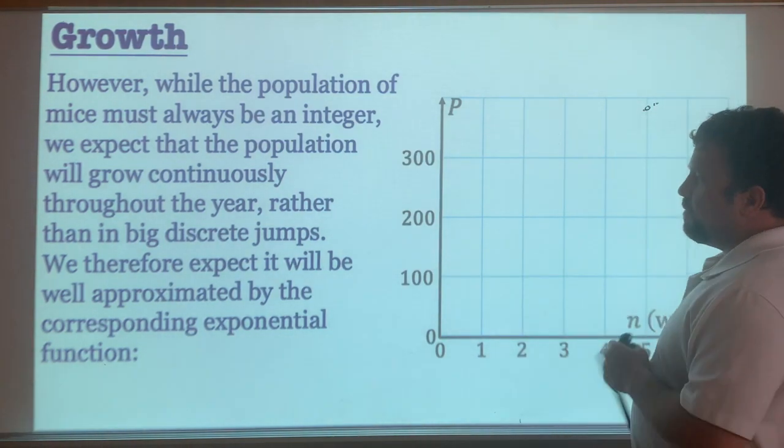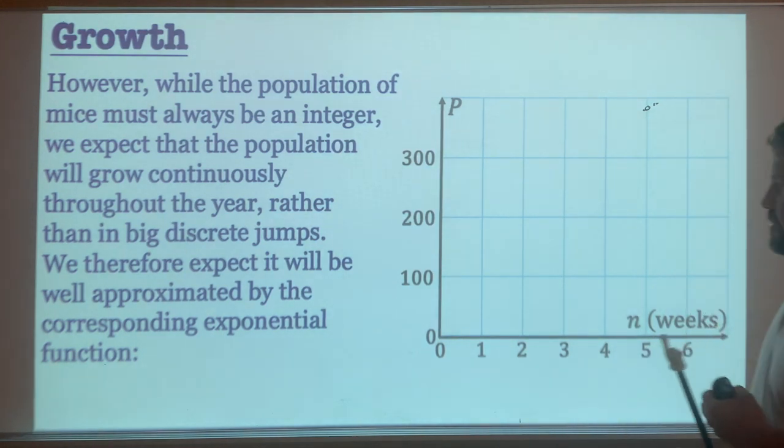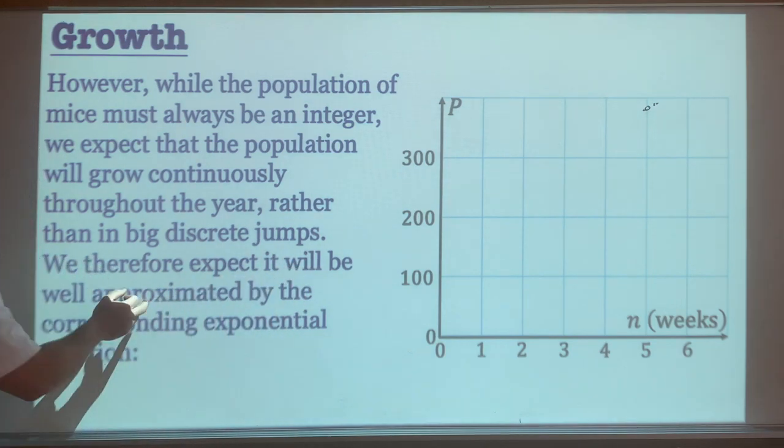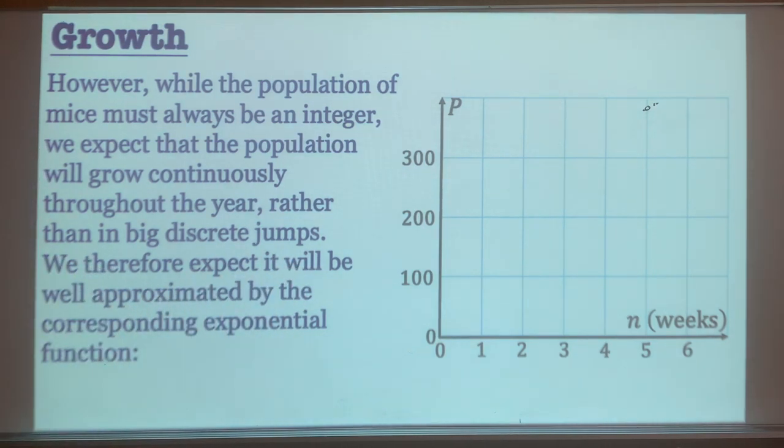Continuously throughout the year, rather than in big discrete jumps. We therefore expect it will be well approximated by the corresponding exponential function. That's a lot of words, isn't it? What does all that mean?